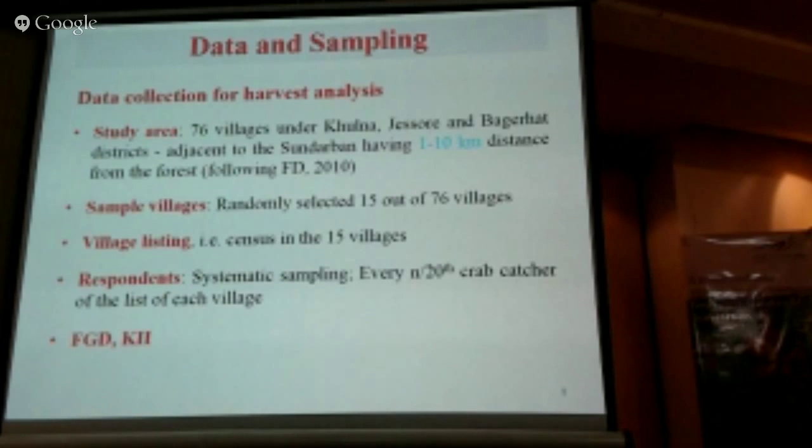And then, since we are interested in mud crab harvesters for this research question, we were looking for the list of the crab catchers. We searched various sources, but we didn't find any complete list of the catchers. So we did a census on those 15 villages and constructed a list of the catchers. About 1,600 catchers we found in these 15 villages. From those, we then systematically selected 300 catchers. In addition to that, we conducted KII for this study.